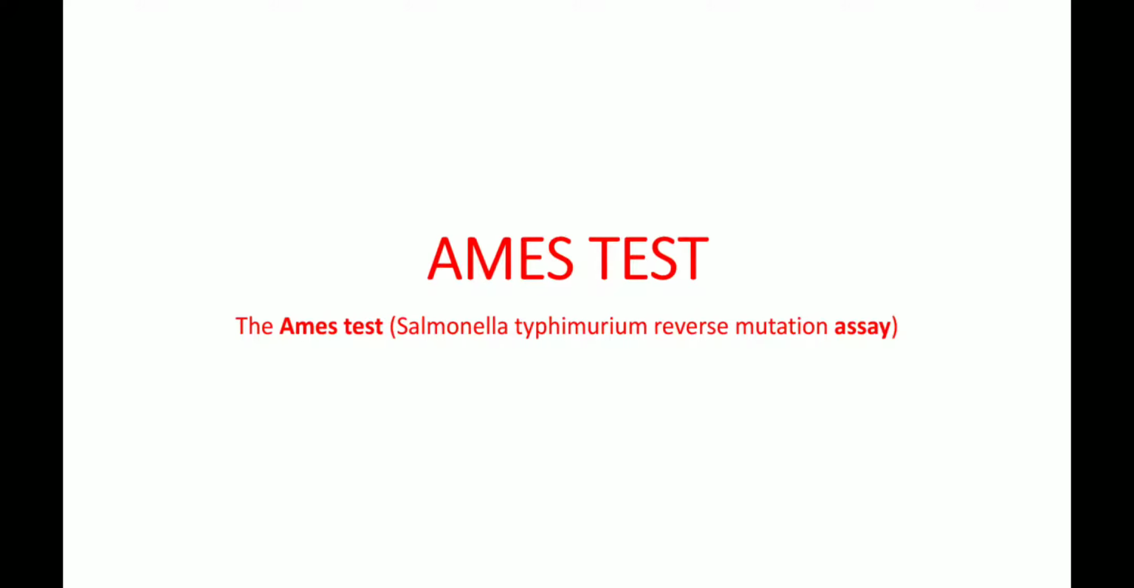Ames test is done to test the potential of any chemical that it can cause mutation. So to test any chemical that it is a potential mutagen. Mutagens are those which cause mutation. So if we want to test whether a chemical is a mutagenic agent or not, we generally perform the Ames test.